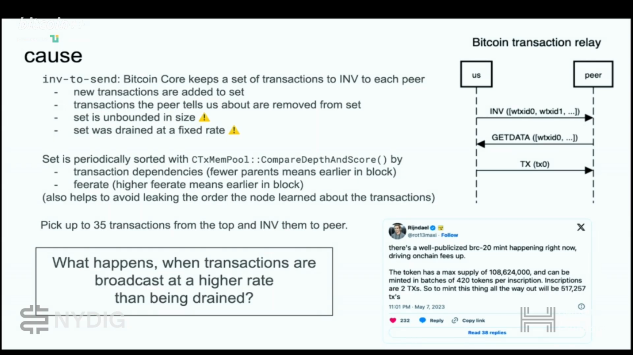It was a hype topic. BRC20 token mints were the big hype topic back then, and they were driving on-chain fees up. People were unhappy about it, but they were also sending out a bunch of very small transactions at the same time. For just this one mint being talked about in the street here, there were more than 500,000 transactions being sent out in a very short time frame, and that's probably what triggered this bug. The bug was always there, but we never saw this amount of transactions being broadcast before.